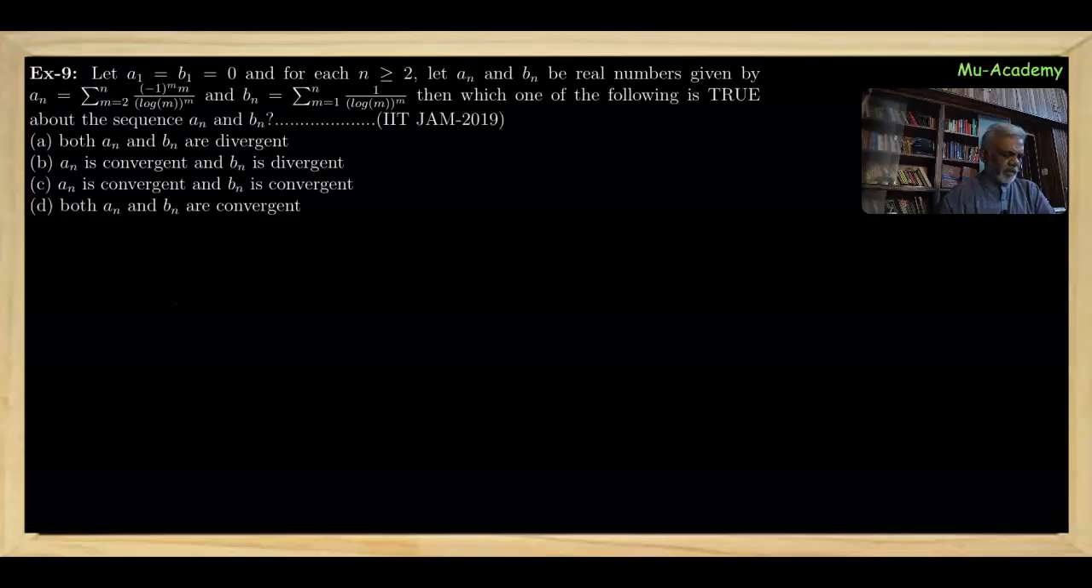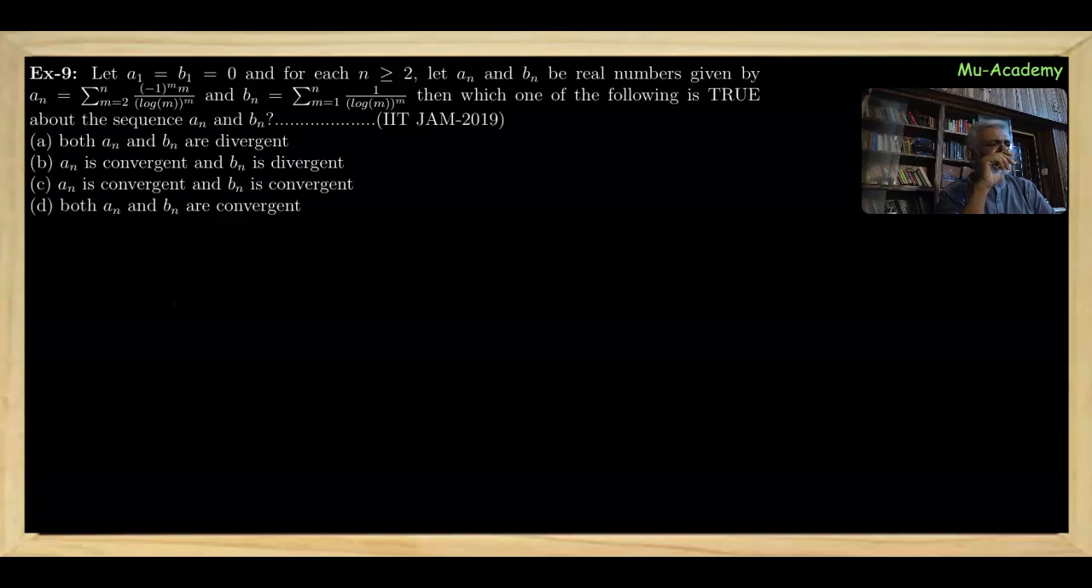Question number 9, which states that let A1 equal to B1 is equal to 0, and for each n greater than or equal to 2, let An and Bn be the real numbers given by An equal to summation from m equal to 2 to n of minus 1 raised to m into m divided by log of m raised to m, and Bn is equal to summation from m equal to 1 to n of 1 by log of m raised to m. Then which one of the following is true about the sequences An and Bn? This question has been asked in IIT-JAM 2019 examination.